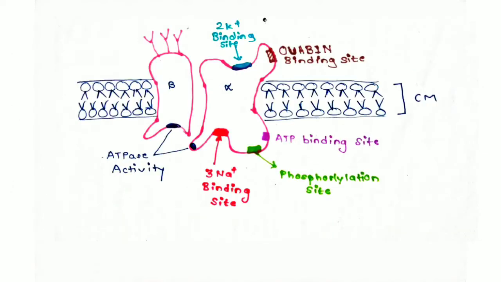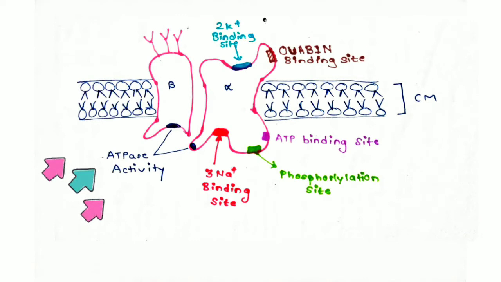On the next slide, you can see the structure of the pump. The pink colored diagram shows the alpha and the beta subunit, alpha on the right and beta on the left. But you can also see that the inner portion, or the intracellular part near the sodium binding site, has ATPase activity on both alpha and beta subunits.